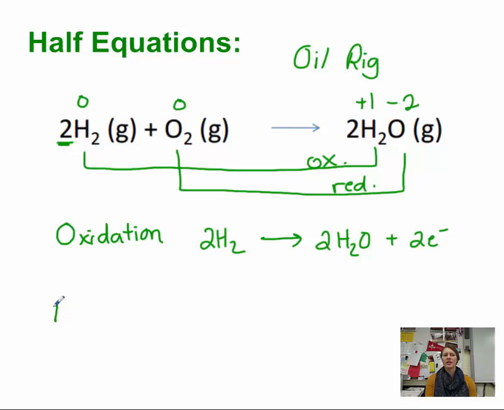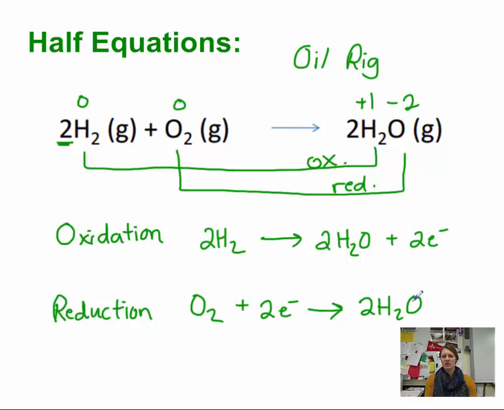My half reaction for the reduction is going to be my O2, and the O2 actually gained 2 electrons, so I'm going to write it on the reactant side, and after it gained 2 electrons, then it was able to turn into the water.